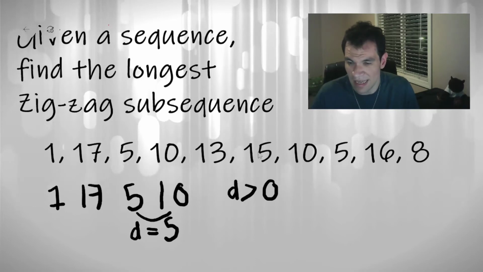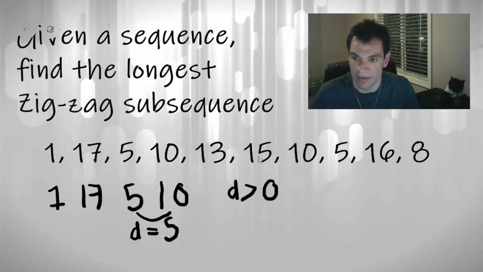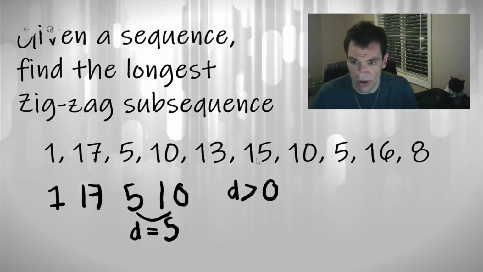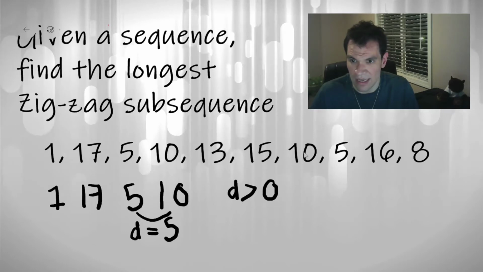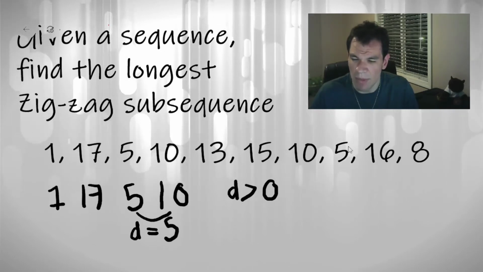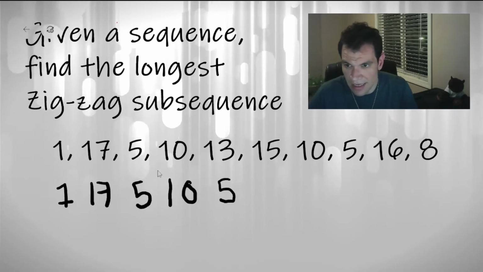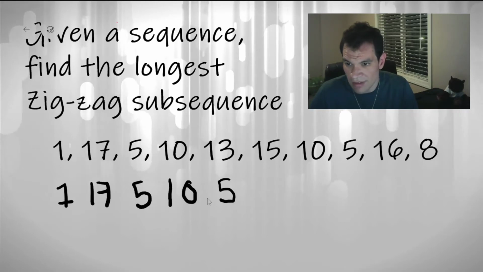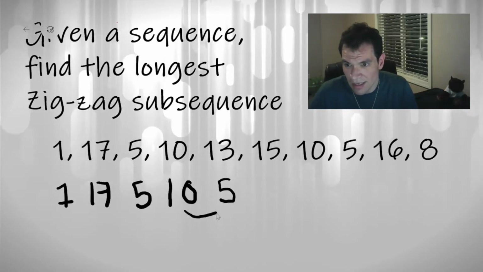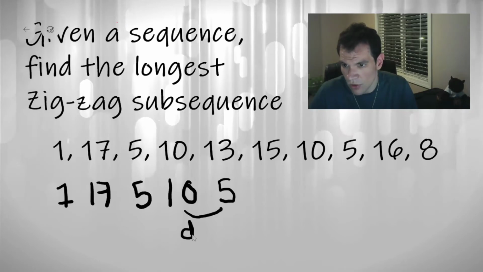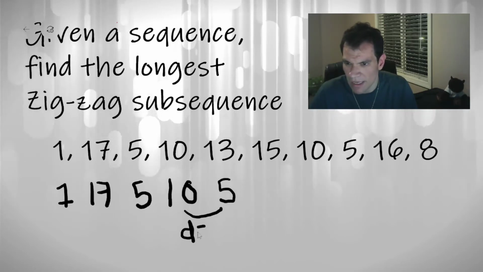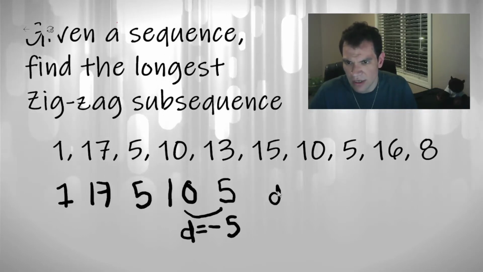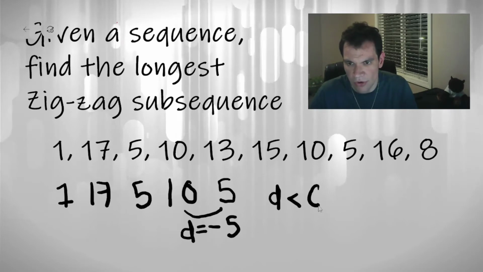So the next number in the subsequence should be less than 10. So it cannot be 15, it cannot be 10, but it can be 5. Then if we have 5 already on the subsequence, in this case d would be equal to minus 5. So d would be less than 0.